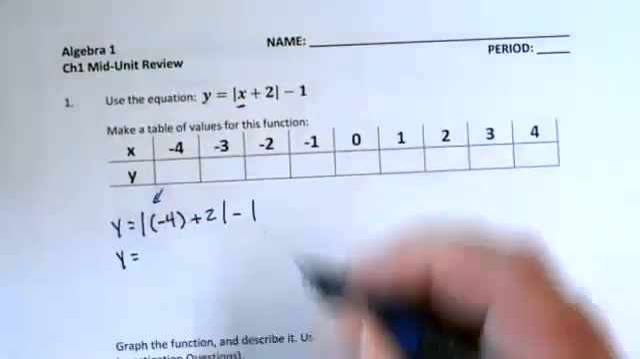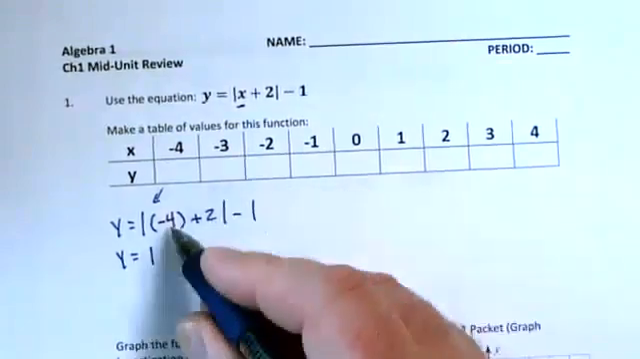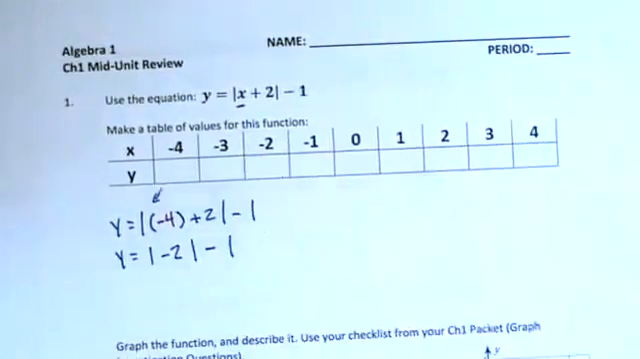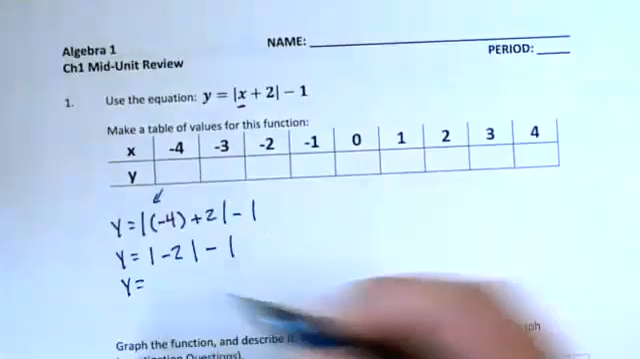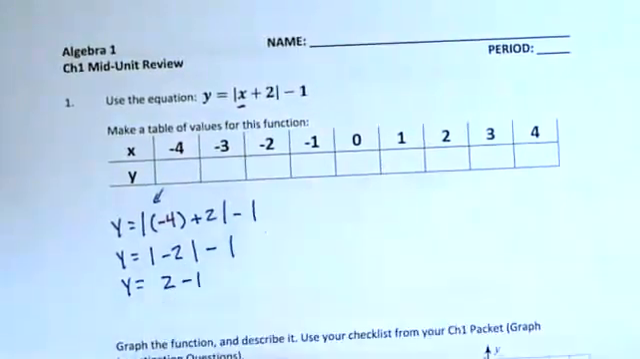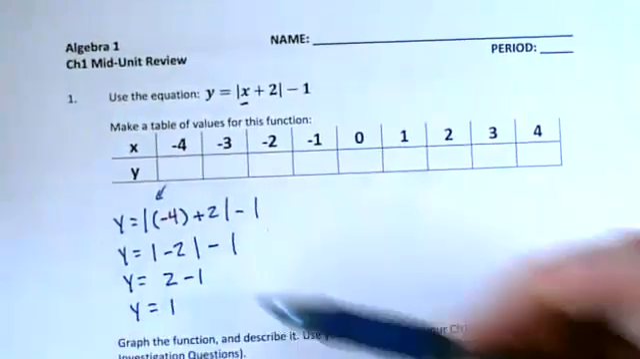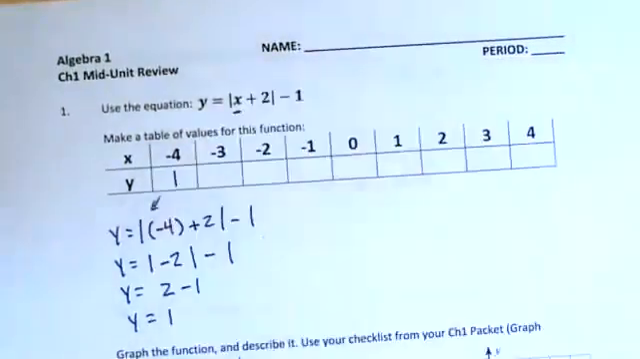So y equals, what do we have here? Absolute value is going to stay. I need to do the inside of this first. So -4 plus 2, that's -2. Let me bring down my -1. The absolute value of -2 is +2. I still have my -1, and 2 minus 1 is 1. So I put in -4, I got a y value of 1 out. So there's my first one.